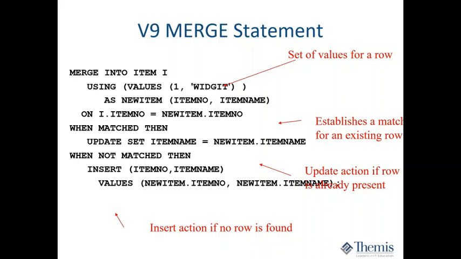There are two possible outcomes of that join. I either found a match or I didn't find a match. And so I say when matched, in other words, when I found the row where I.item number is equal to 1 in this case, then I'm going to update the item table and set the values for the other columns. In this case, there's only one other column. And when not matched, I'm going to do an insert.